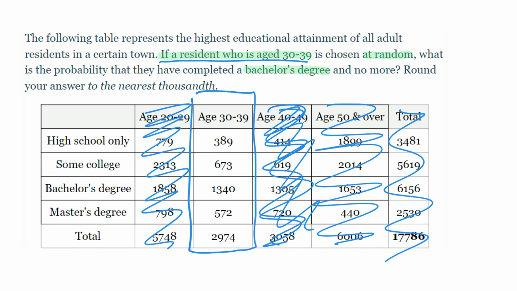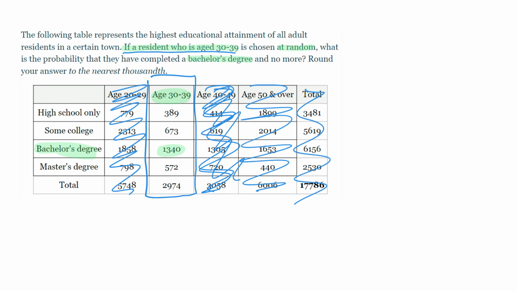And it says probability chosen at random that they would have a bachelor's degree. Well, a bachelor's degree is this category here. So we're just going to see where the two columns meet one another. So the number of favorable outcomes is 1,340.